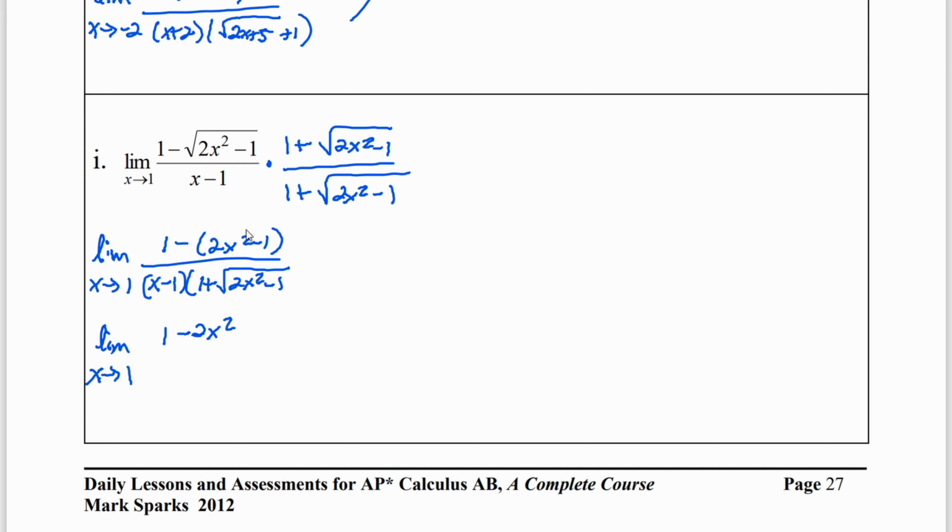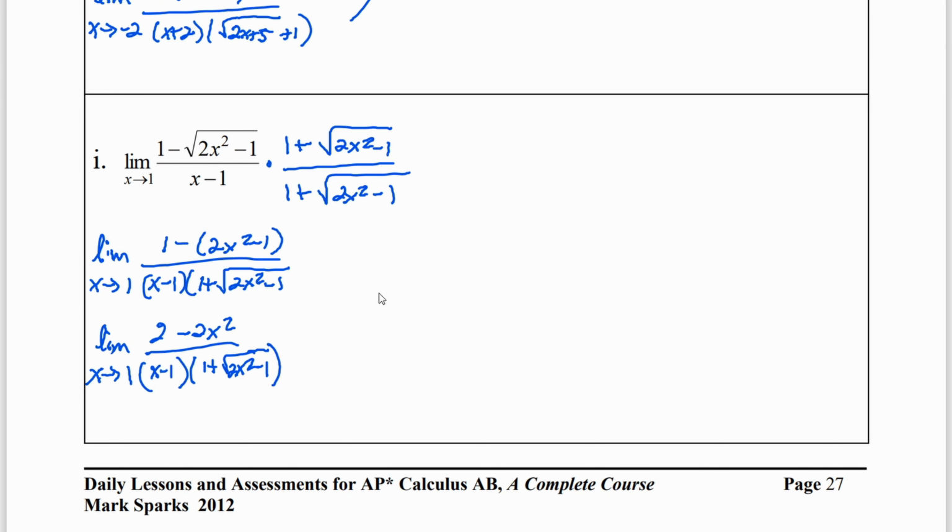No, not 1. 1 plus 1. Okay, I'm going to have 1 plus 1 right there, so that's going to be 2 minus 2x squared. That's fantastic. Okay, over x minus 1, times, sorry, not square root. I'm getting too excited now. All right, so parentheses 1 plus the square root of 2x squared minus 1.